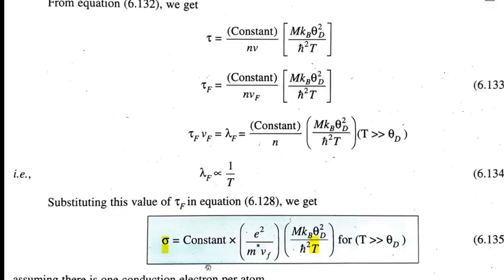Okay. So from that particular tau, I can calculate tau f, that is the Fermi relaxation time, and once you have the Fermi relaxation time, the Fermi velocity and the Fermi mean free path. So ultimately lambda is inversely proportional to the temperature, which I also highlighted over here, and therefore ultimately sigma is inversely proportional to the temperature. That is what we had calculated in the beginning, but this is only true for the higher range of Debye temperature.